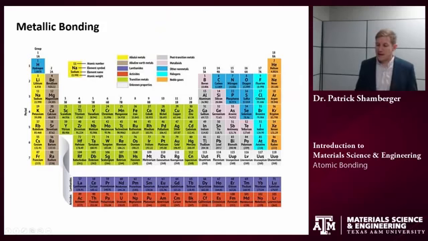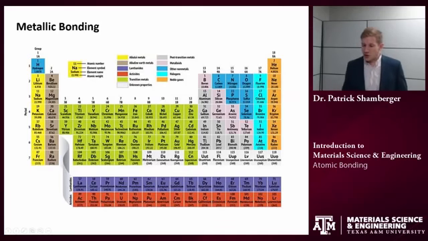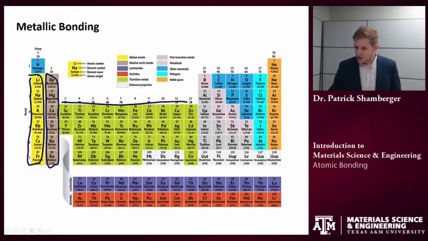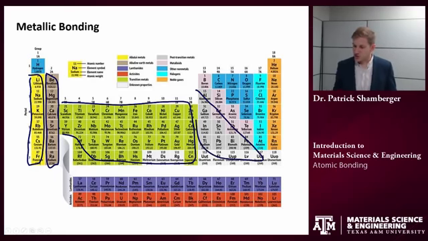Next, let's think about metallic bonding. So metallic bonds would tend to be made by atoms that have partially filled electron orbitals interacting with other atoms with similar electronegativity. So we see metallic bonds in the alkali metals, in the alkaline earth metals, in the transition metals, and in the post-transition metals.